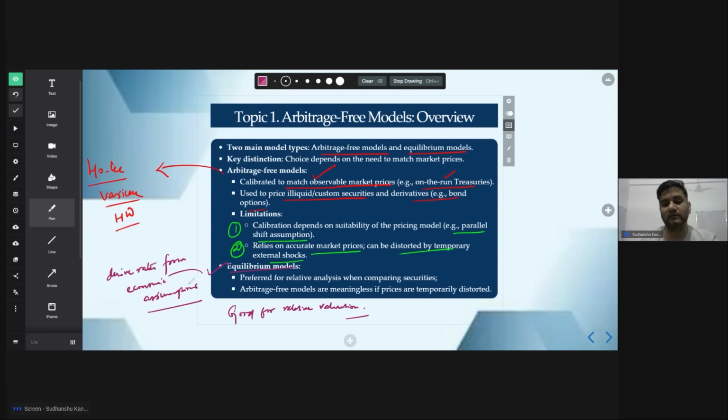From the exam perspective, please understand that with arbitrage-free models you get greater price accuracy. Whether you get economic accuracy, that's not sure. To get greater economic accuracy, it is your equilibrium model, because it is based on your economic variables.